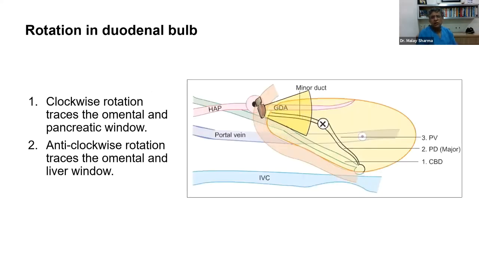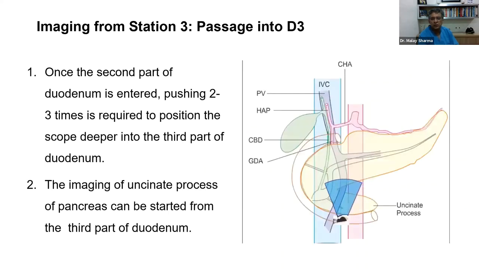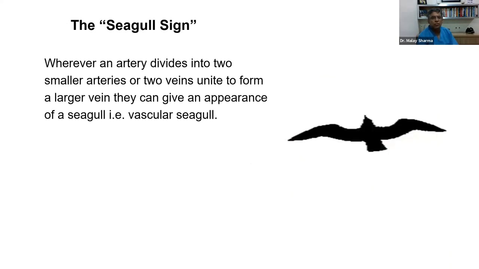When it comes to rotation in the duodenal bulb, we do clockwise and anti-clockwise rotation the same way. But on one side, you will see the pancreas, and on the other side, you will see the gallbladder. When we are doing rotation in the duodenum, first rotate clockwise, pull back, again rotate, pull back, and again rotate. And what you do is keep on gradually coming up all the time to see.